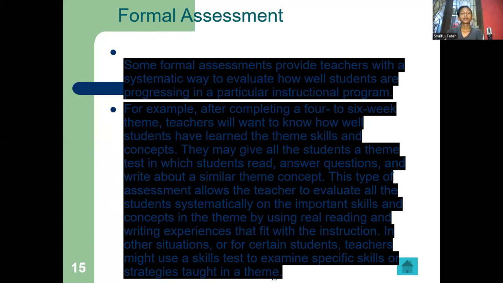the skills and concepts. They may give all the students a test in which students read, answer questions, and write about similar concepts. This type of assessment allows teachers to evaluate all the students systematically on the important skills and concepts, using real reading and writing experiences that fit with the instruction. In other situations, for certain students, teachers make use of a skill test to examine specific skills or strategies taught.